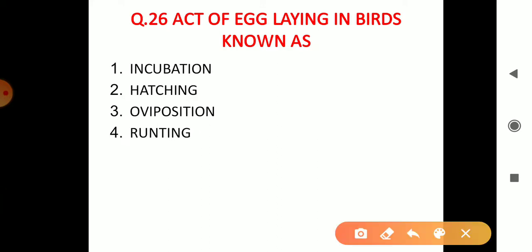First question: the act of egg laying in birds is known as oviposition. It's a very important question. And the rest, incubation and hatching, are the process in which the chicks come out of the egg. So incubation and hatching are also important. The act of laying an egg in a bird is known as oviposition.